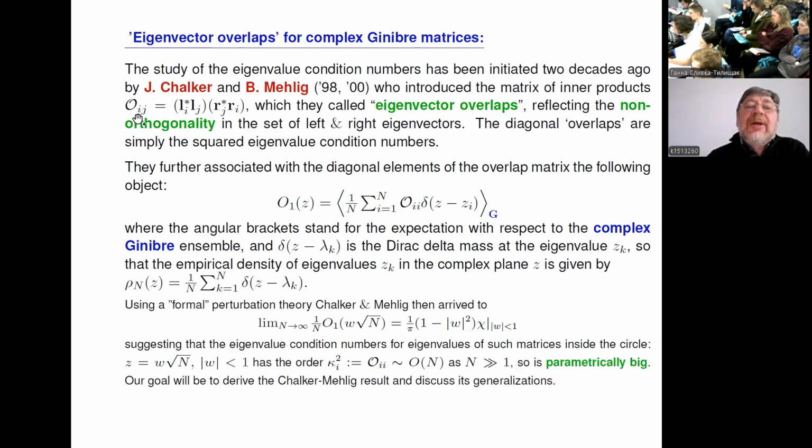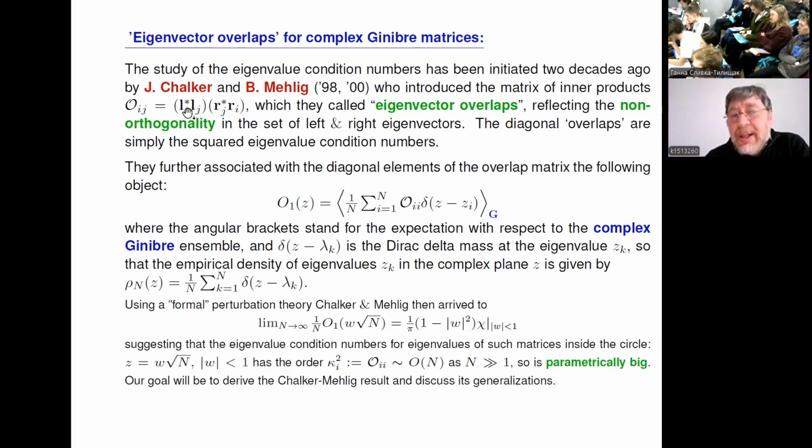They understood that in many applications it makes sense to consider the whole matrix, which they called the matrix of eigenvector overlaps, made of these scalar products of left eigenvectors and right eigenvectors. For normal matrices, this will be just the identity matrix. It will be 1 on the diagonal and 0 off diagonal because of orthonormality of eigenvectors for normal, in particular for self-adjoint matrices. But for non-self-adjoint matrices, this turns out to be a non-trivial and rich object.